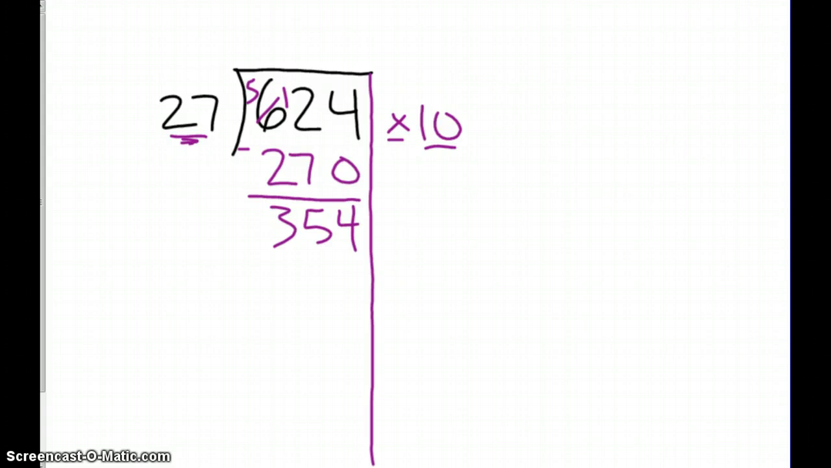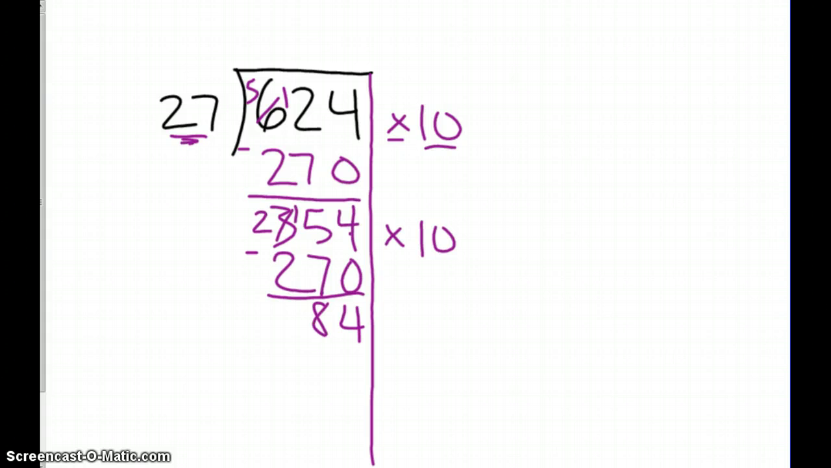So I have 354, and so once again I'm going to have to multiply 27 by a number that I'm going to put down here. And I know 10 will work again because 10 times 27 is 270. So once again I'm going to put 10 times 10. I'm going to put 270. I'm going to do 4 minus 0 is 4. This becomes a 2, and I'm left with 84.